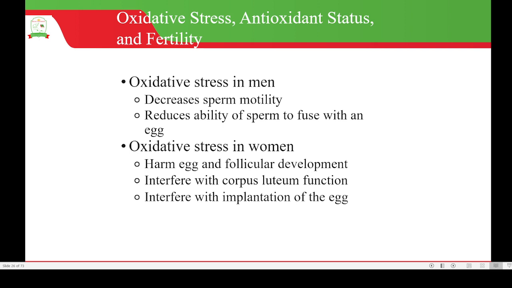Oxidative stress and antioxidant status. Oxidative stress in men is associated with decreased sperm motility and also reduced ability of the sperm to fuse with an egg. You find that the sperms are weak due to damage from the oxidative stress and the reactive oxygen species. The damage to the DNA causes the sperms to be less motile and to be malformed. In women, the oxidative stress will harm the eggs and the follicular development. It will also interfere with corpus luteum function and implantation of the egg.